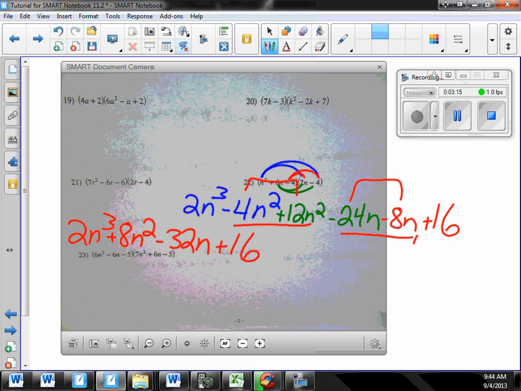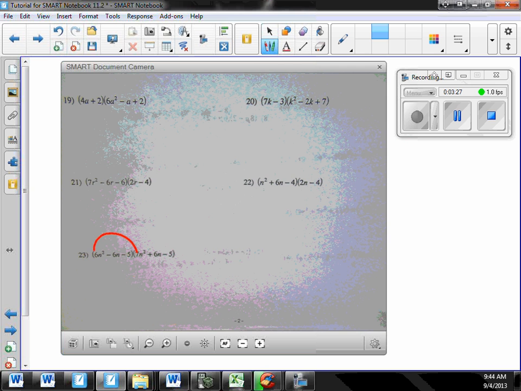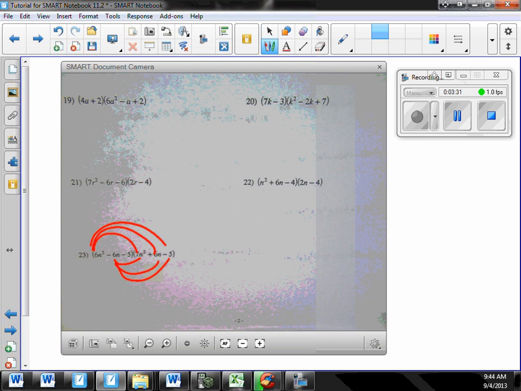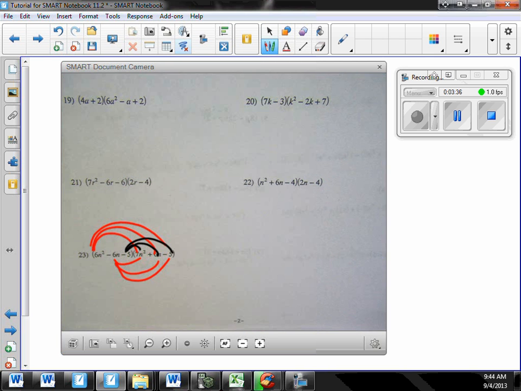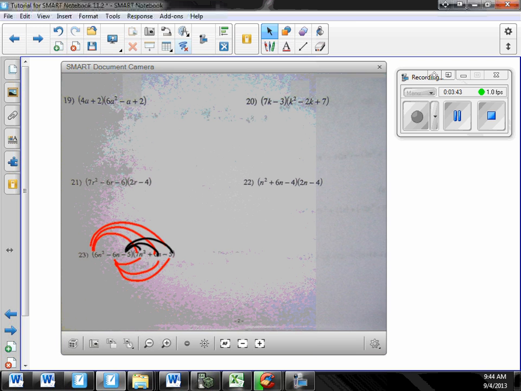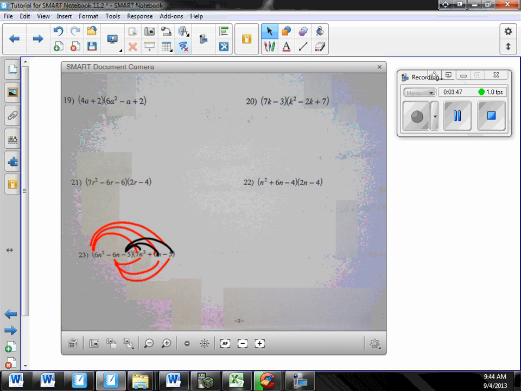Take a look at number 23. How do you multiply a trinomial and a trinomial? It's just adding one more term. So we would do the first one times all 3, the second one times all 3, and then we would do the last one times all 3. And you're going to get a big, long polynomial, and then you'll crunch it down combining the like terms. Okay? So your assignment is to do that multiplication paper.